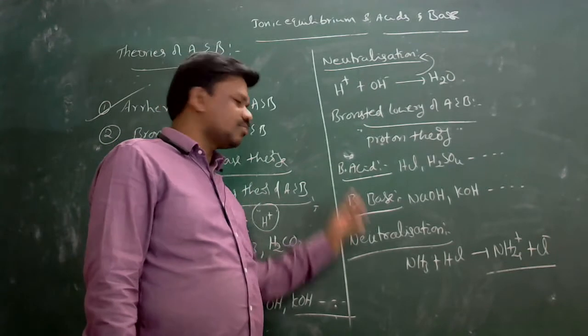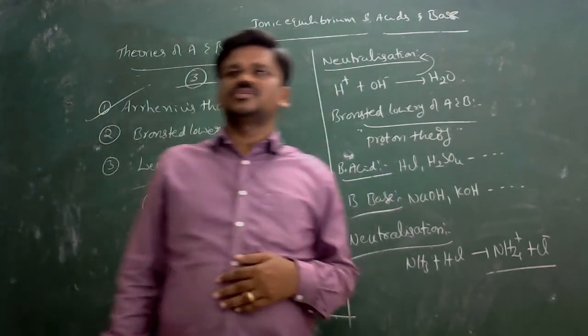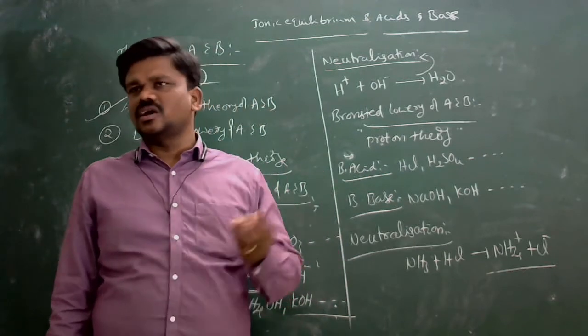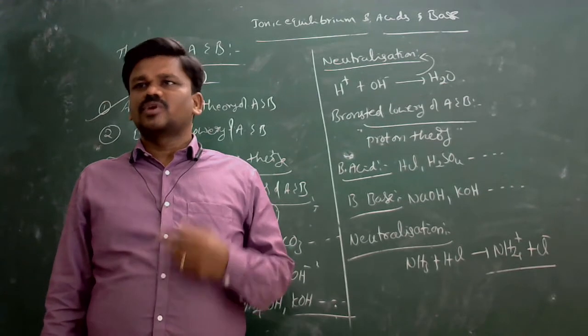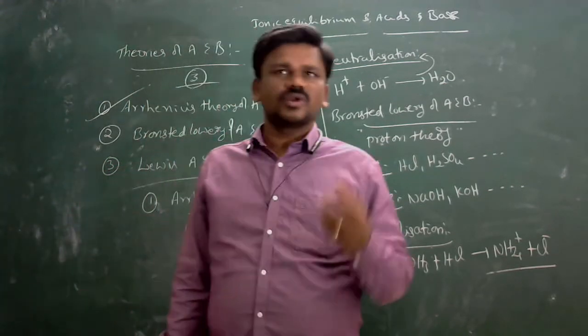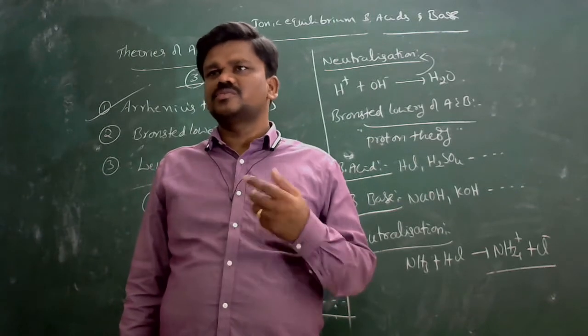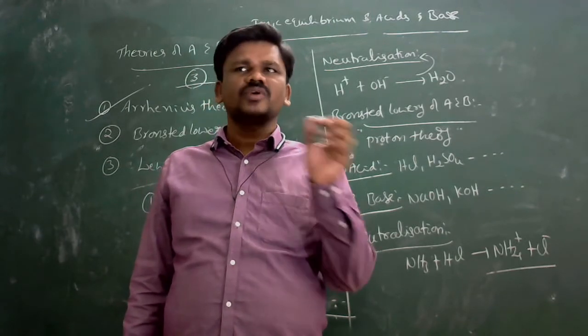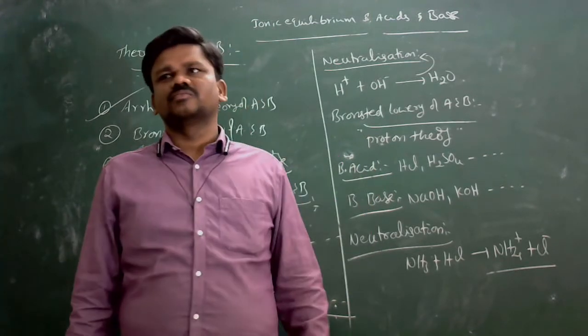Three terms are defined: Bronsted acid, Bronsted base, and neutralization. A Bronsted acid donates a proton to another substance. A Bronsted base accepts a proton from another substance. The transfer of a proton between two substances is called neutralization.